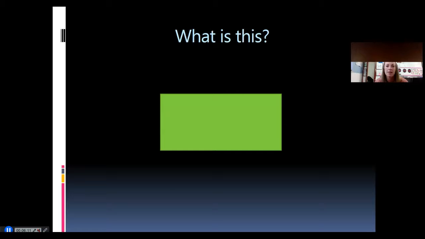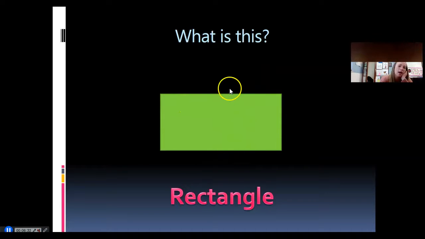All right, what is this? Is it a square, a rectangle, a trapezoid, or a rhombus? This is a rectangle. Notice that it has 4 angles and 4 sides. What makes it different is that it has the same sides, same sides. Notice these sides are longer than these sides.